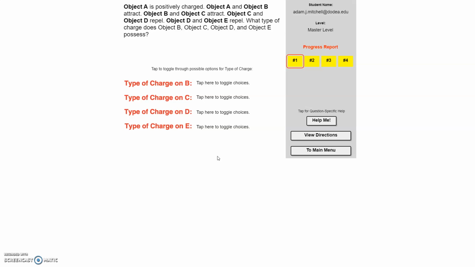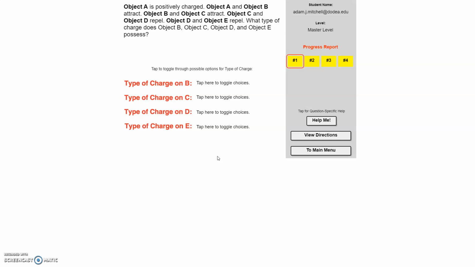So object B and object C attract. So again, opposites could attract. So if B was negative, C could be positive. Or if B was neutral, then C could actually be either positive or negative. So we've got to consider that option that B is neutral, and that means anything that has a charge could attract that neutral object. Now we're on to D.